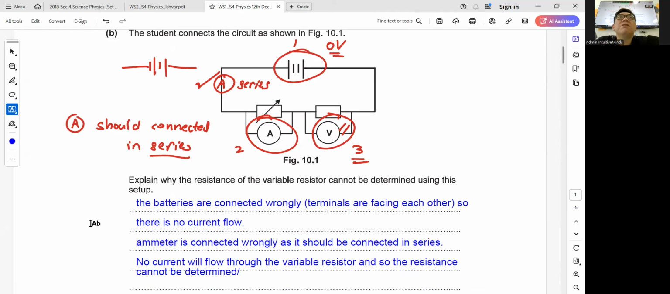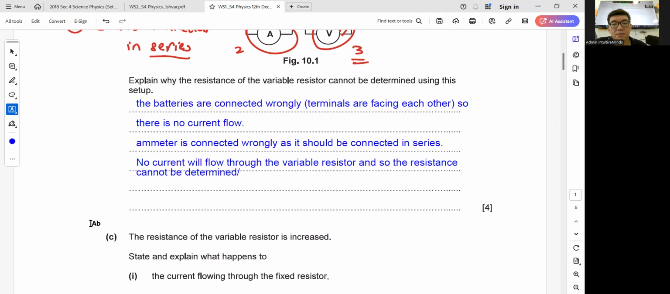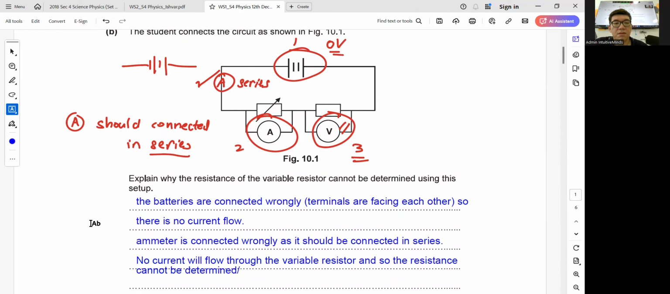So make sure you have all the points inside. It's a 4-mark question. A lot of times you likely get it wrong if you're new to it. But now you know. Always look at the circuit and figure out what's different, what looks different from how it usually looks. Then you can put your answer down.